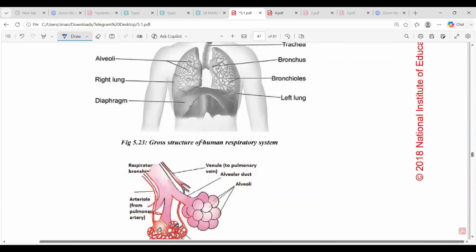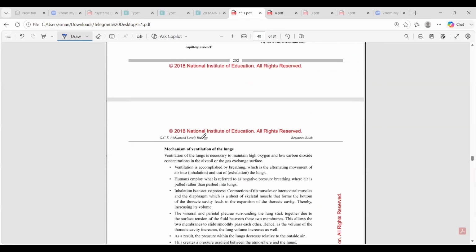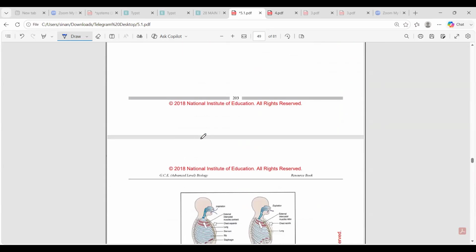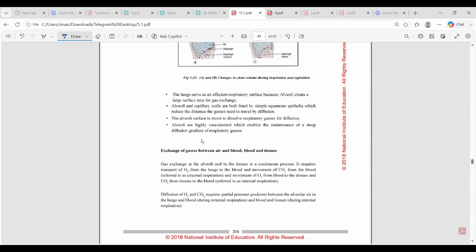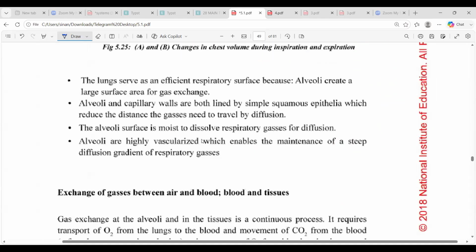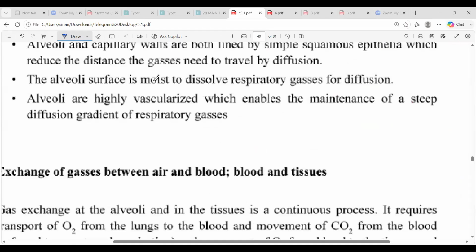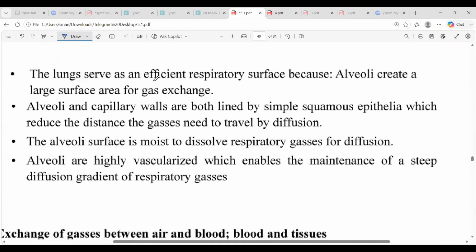Now you all can move to this page. See here, they have given the characteristics of the human respiratory surface. They have given it as lungs, but actually it's the alveoli which have all these characters. So the lungs serve as what? An efficient respiratory surface. Why is it? See here, these are the reasons.